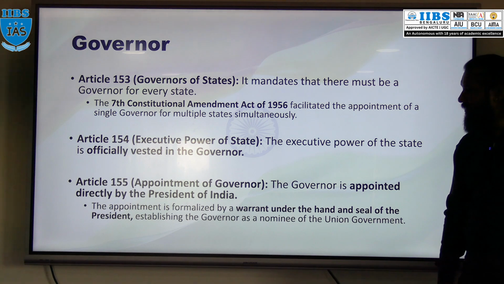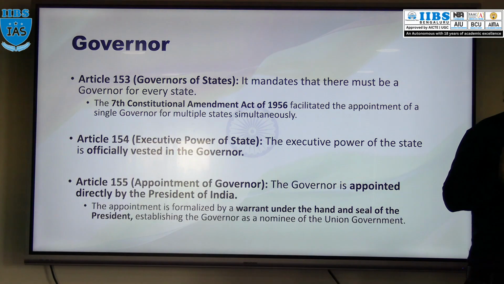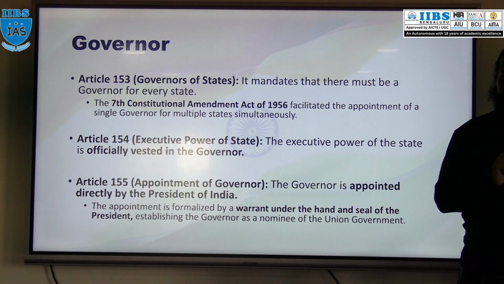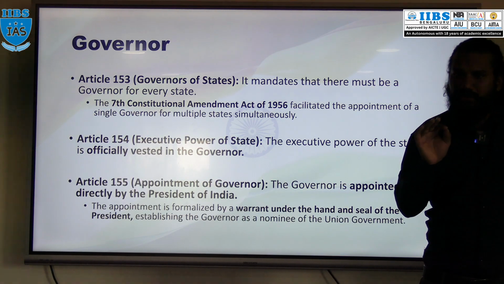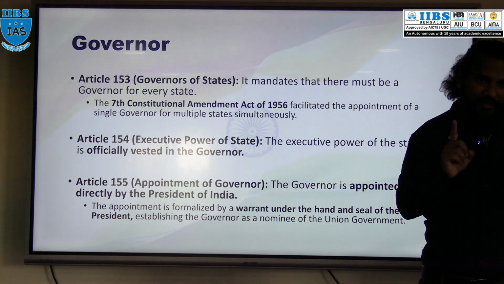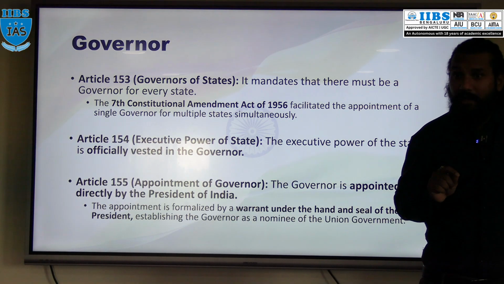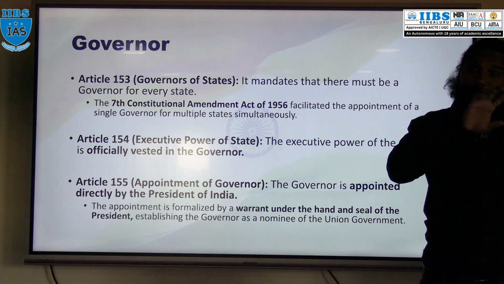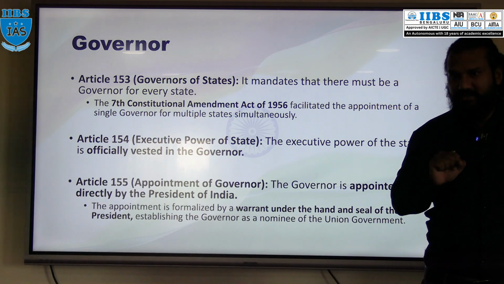Now in this class we will discuss the State Executive, that is the Governor first. Regarding the Governor, let me clarify this point: the post of Governor is taken from the Government of India Act 1935. But the central government will appoint the Governor of the state. This provision is taken from the Canadian Constitution.